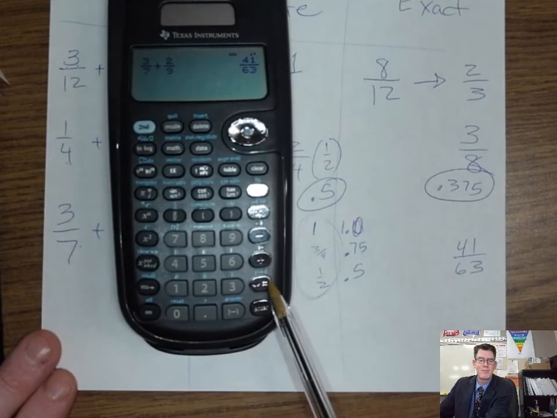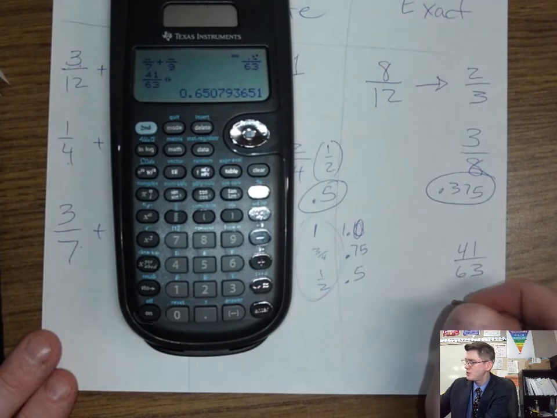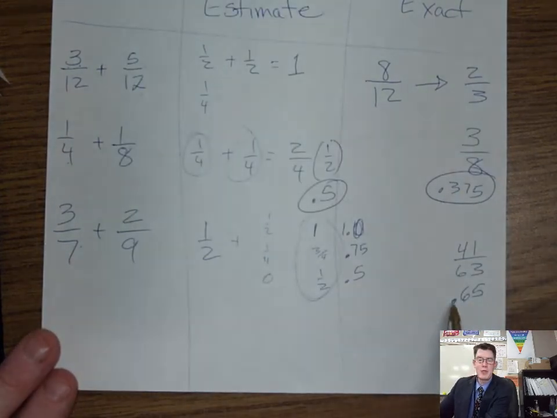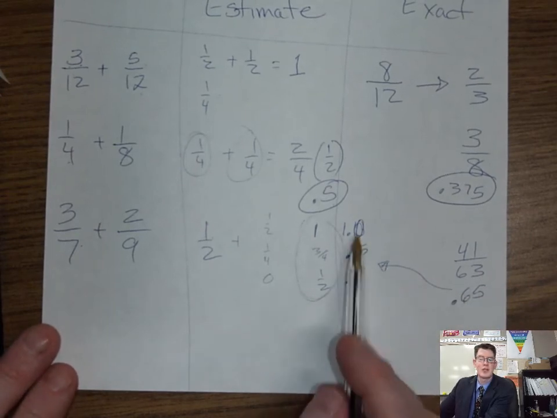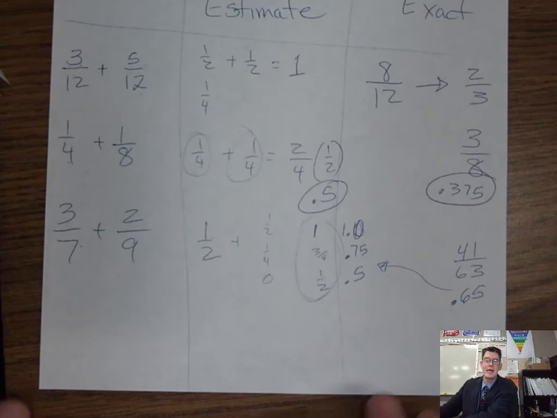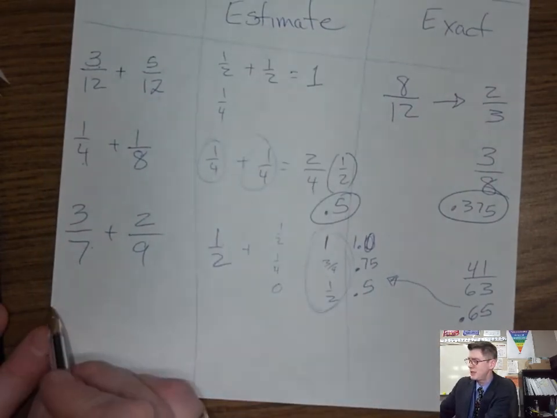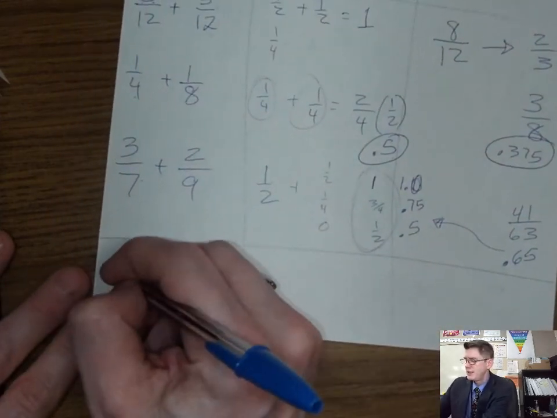Well, let's hit this button and see how close we were. The actual answer is 0.65. And that 0.65 is right here. It's right in close in all of these. So all of those are good estimates. Estimate is not about getting it exact. It's just about getting it close. Okay, and you can do it with mixed numbers as well.